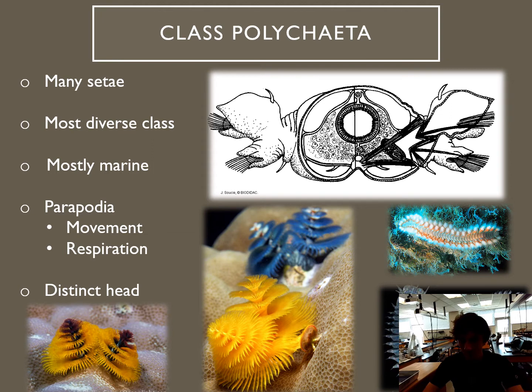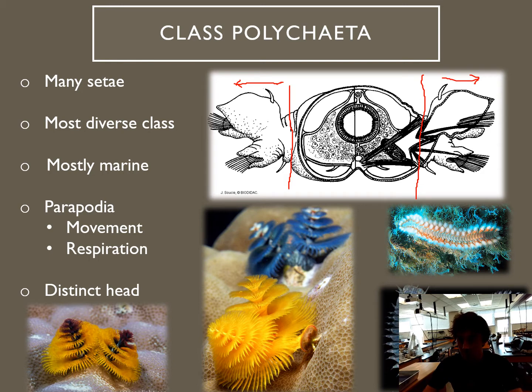One way you can distinguish the class POLYCHAETA from the class OLIGOCHAETA is they have these parapodia, these structures right here on either side of the body. Those act as fans almost, or like small appendages or arms, and they can control these and pull themselves through the water, kind of like small legs on a millipede or something like that. This also helps with respiration.